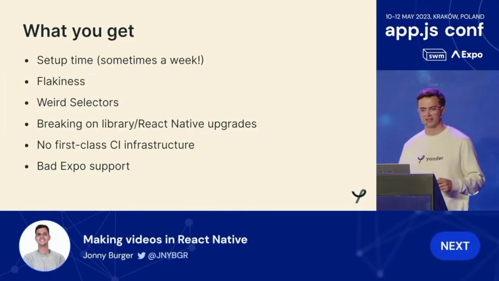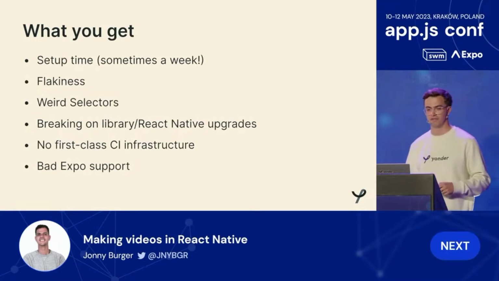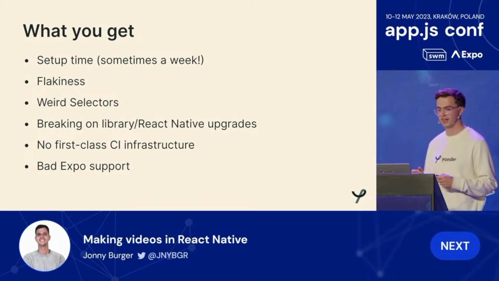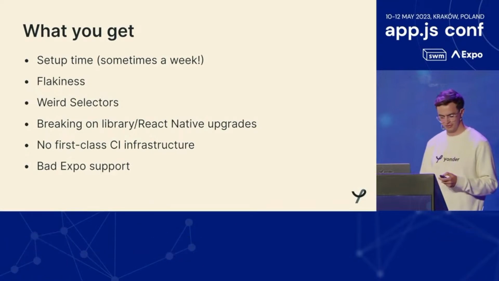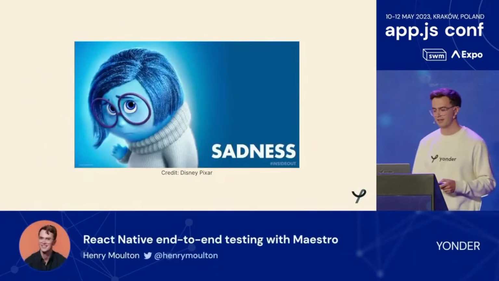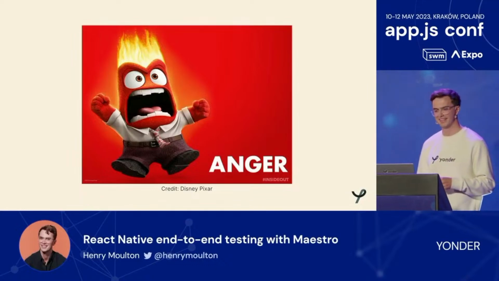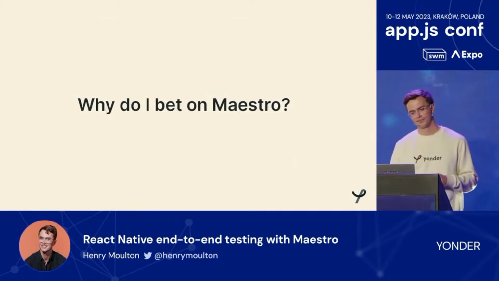But at the moment, speaking to engineers, listening to people's experiences on podcasts, and coming to conferences and talking about it, what you end up getting is setup time, sometimes a week, just to get Appium running, flakiness, weird selectors, breaking on library and React Native upgrades, no first-class CI infrastructure, a bit like esbuild, and bad Expo support. So, if you're lucky, you're feeling a little sad, but sometimes you just feel that flakiness and you're just like, ah. Why do I bet on Maestro?